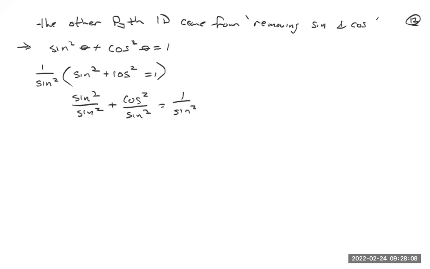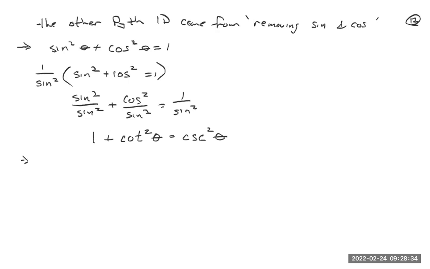We said relationships don't change. So sine squared over sine squared is 1. Cosine over sine is cotangent. They're both squared, so we would say cotangent squared. Put my theta back on here at the end. And 1 over sine is cosecant, so we would say cosecant squared theta.